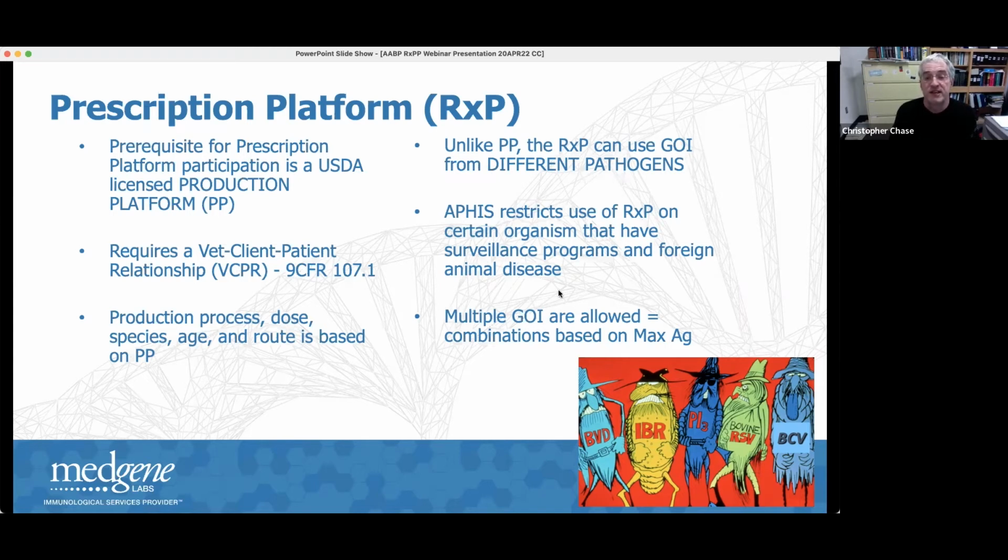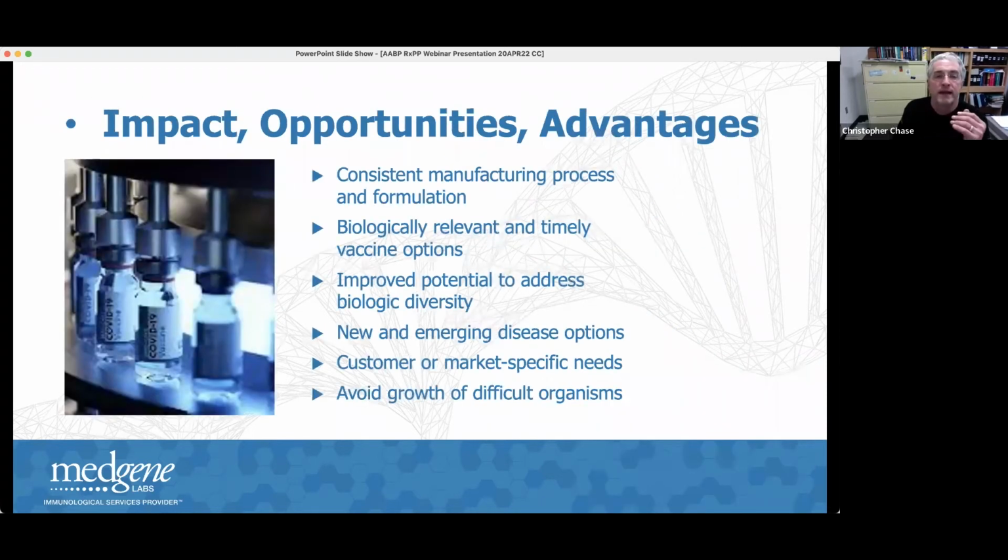So down here you see the beauty is that you've been able to use it. My little example here is you could have BVD, IBR, PI3, BRSV, and bovine coronavirus in there as well. It is restricted, though, in that we can't use it with any organisms that are part of a surveillance program or foreign animal disease, because we're going to use things that are endemic and actually in the U.S.